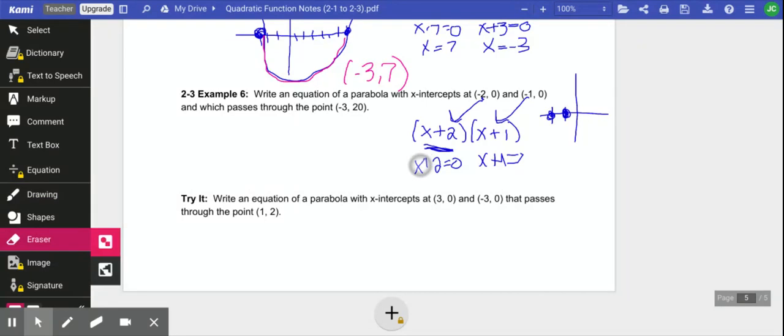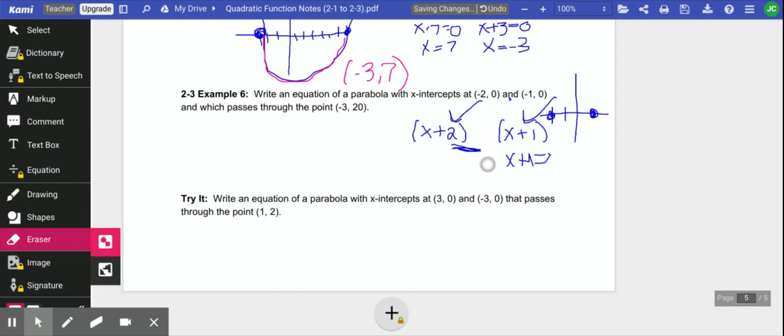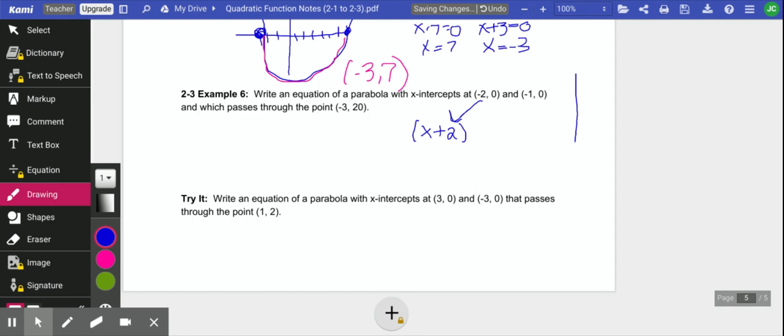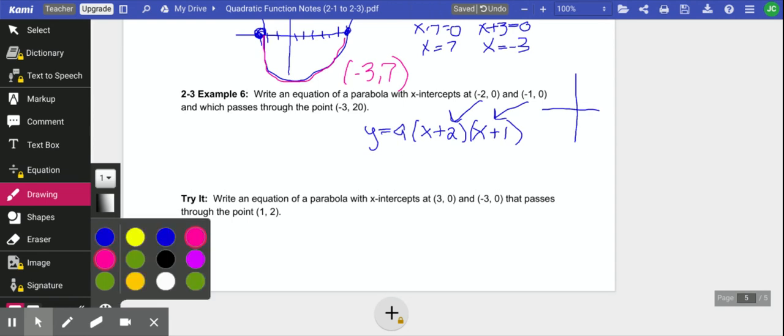Okay, but if you are given the intercepts, you just take the opposite of them, and those are the factors. So we are in really good shape, but remember there could be this number a out here, and we don't know what it is. We still need to figure out that a.